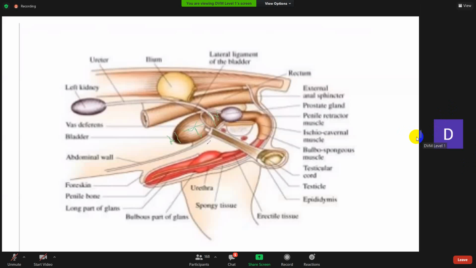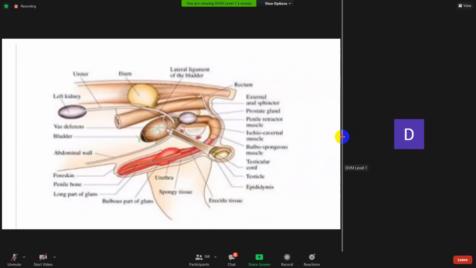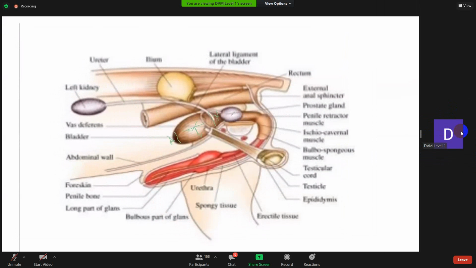So these are the things. You see, it is related to various organs. Here you see different accessory glands you will find in the neck. So male accessory glands you will find here. And the apex, I show you just here, you will find something like this.